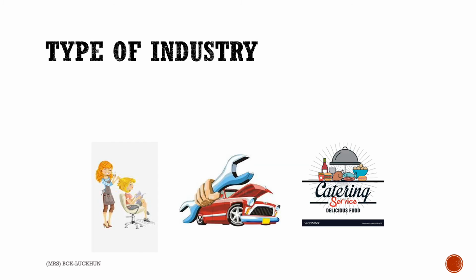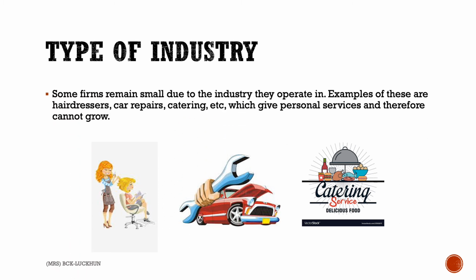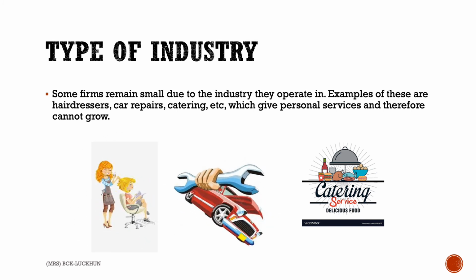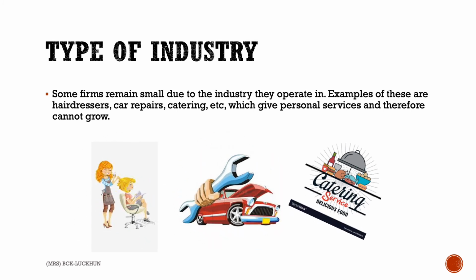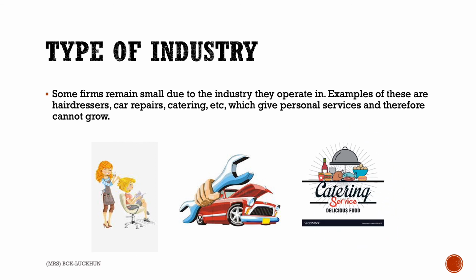Now, let us have a look at each reason in more detail. For example, the type of industry. Some firms remain small due to the industry they operate in. Examples of these are hairdressers, car repairs, catering, etc. These businesses give personal services and therefore cannot grow.